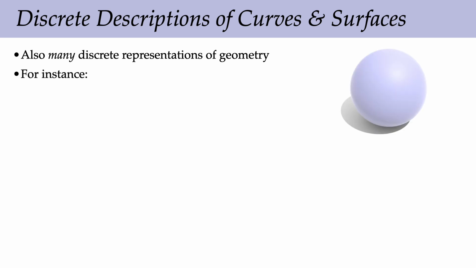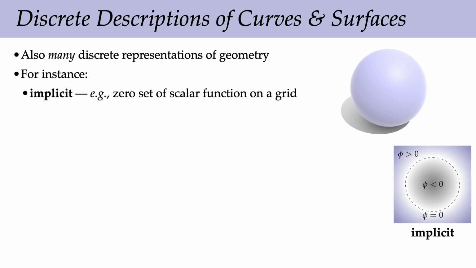In the discrete case, there are also lots of different ways to represent geometry. So for instance, if we want to talk about a surface in space, we could think of that as, let's say, the zero set of a scalar function on a grid. So if I want to explain what this sphere looks like, I might have a function that vanishes on the sphere, is equal to 0 on the sphere, is negative inside and positive outside. Okay, this kind of implicit description is good for certain computational tasks. It's good if I, for instance, want to change the topology of my surface, allow it to split and merge.